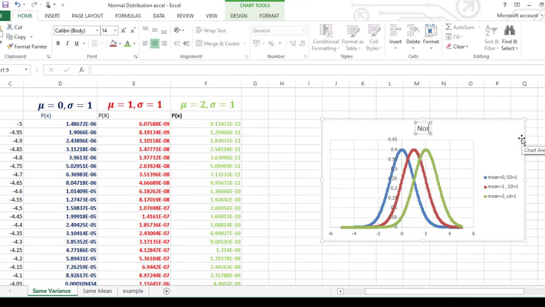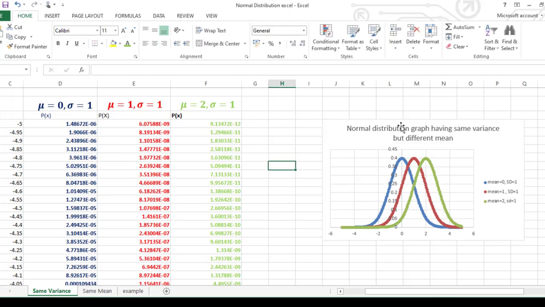So this would be the normal distribution graph having the same variance but different mean. Okay, so now here we have plotted the three graphs.